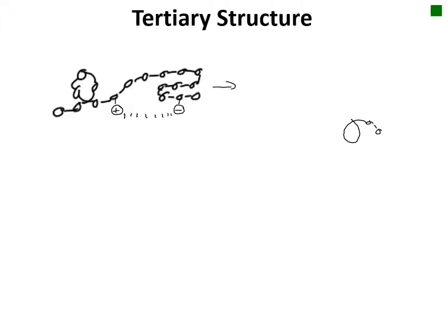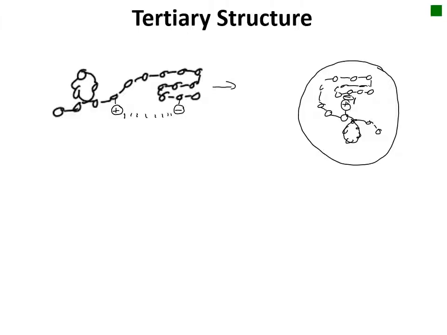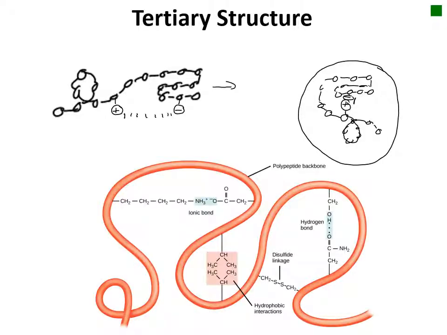Here's our alpha helix from our secondary structure. Here's our amino acid with its positively charged R group, which is now interacting with the negatively charged R group, causing our overall 3D shape to fold up into this structure. The tertiary structure occurs due to multiple R group interactions, such as ionic interactions, which we just demonstrated, hydrophobic interactions, disulfide linkages, or hydrogen bonds.